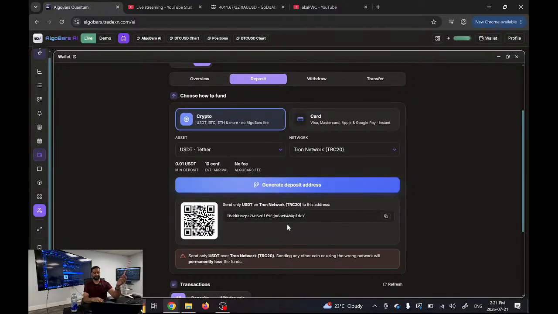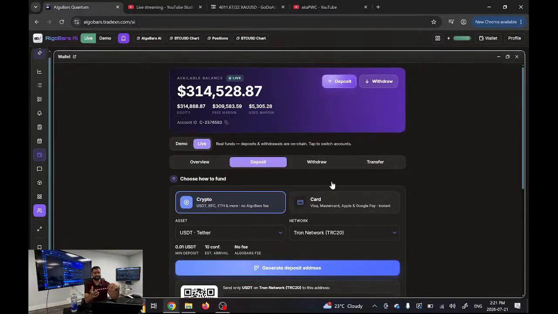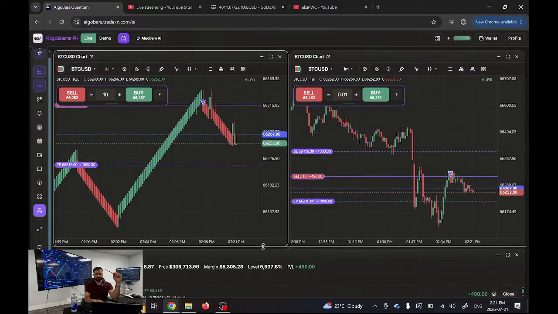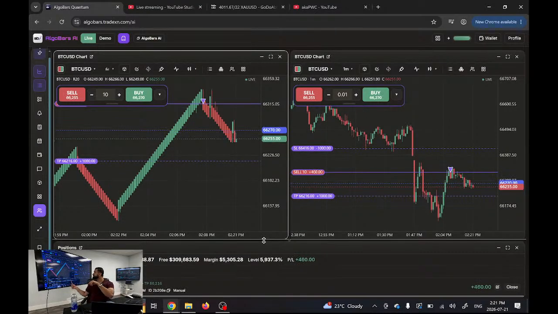You just fund right through there, and it takes like 2 to 5 minutes. It's in your account and you can start trading right away. Let's go back to the chart and see how our trade is doing. We're still hovering around $500 in profit on this trade. We're going to let that go on.